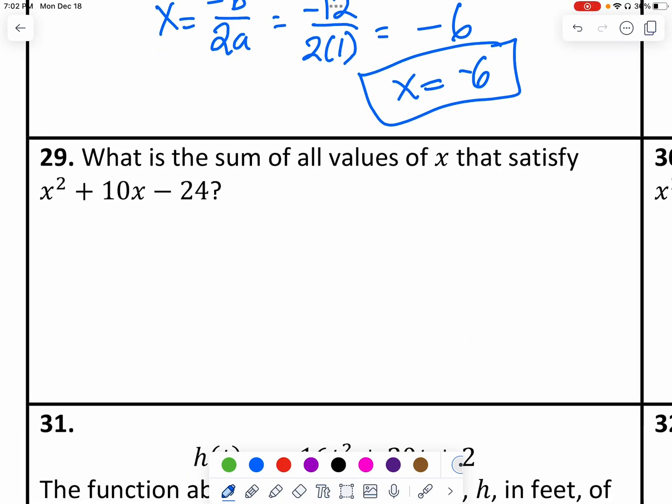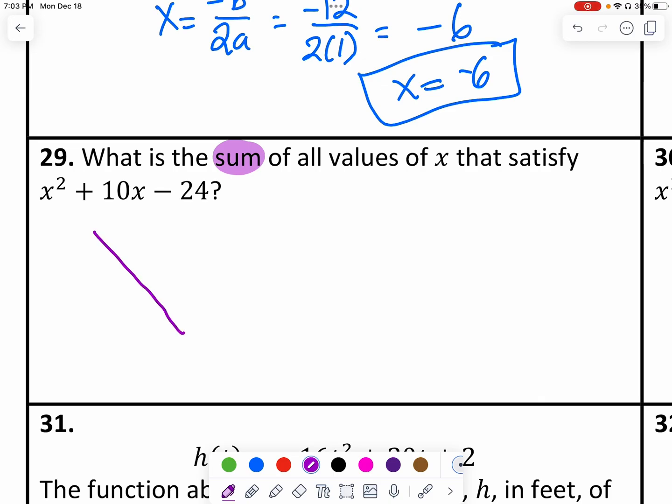Okay, number 29 is tricky. It is tricky because you have to read it. What is the sum? Again, when we say sum, we add, of all of the values of x that satisfy that equation. So I have to do a couple of things here. First of all, I have to solve this.